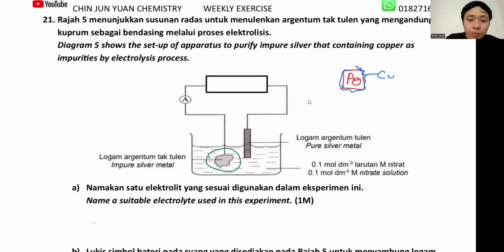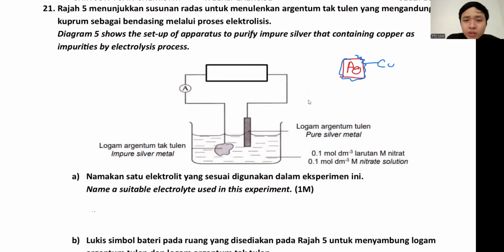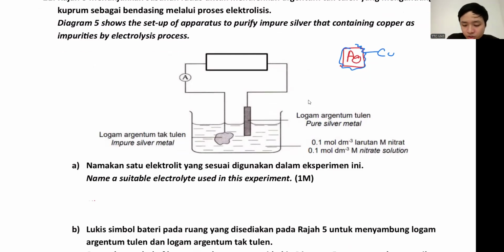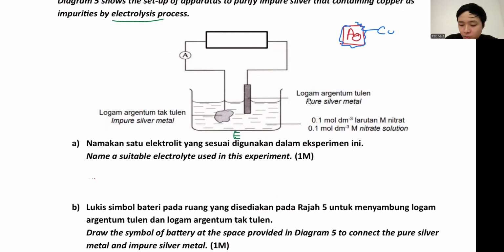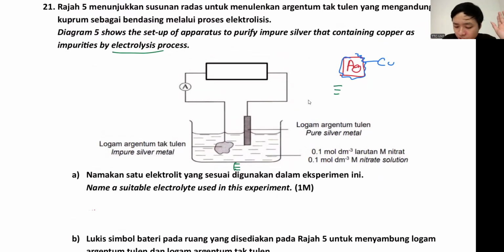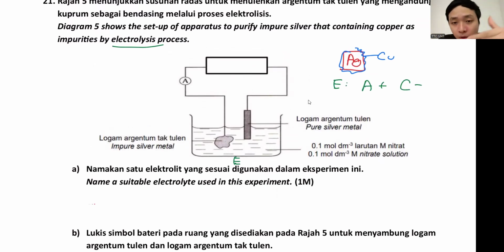So this one is the impure silver, right? How do they make it clean? They use a process called electrolysis. So this cell is called an electrolytic cell. If you remember, in an electrolytic cell, anode is positive, cathode is negative. Which side is anode? Which side is cathode?